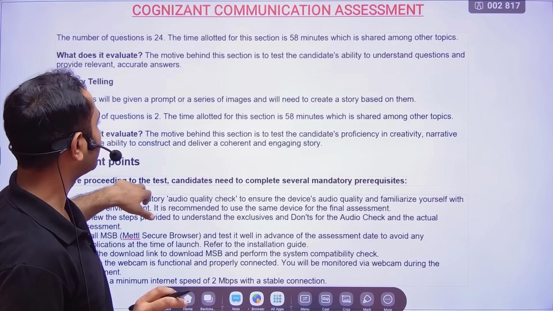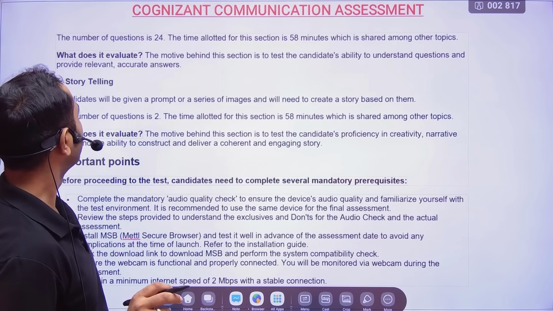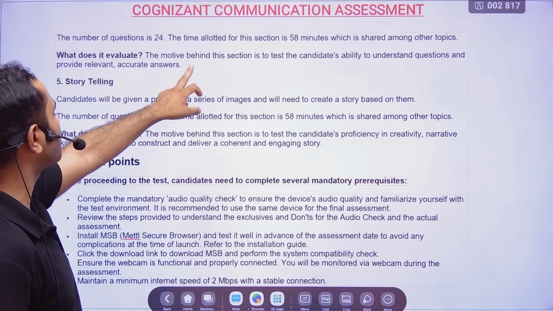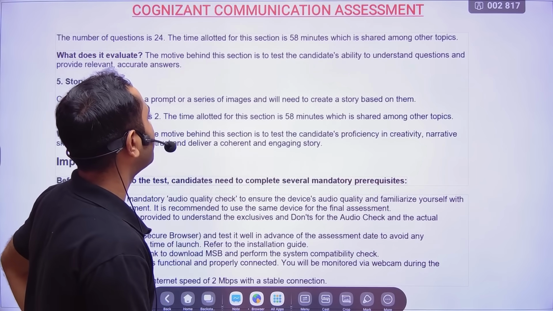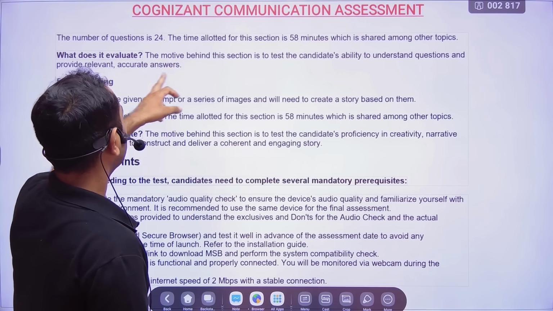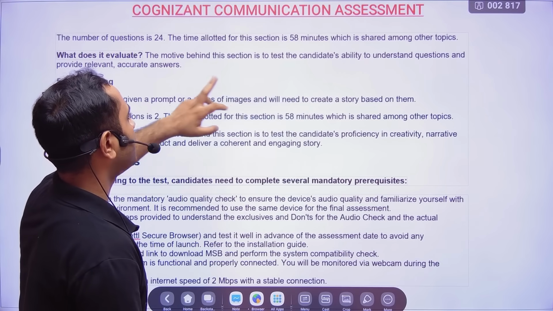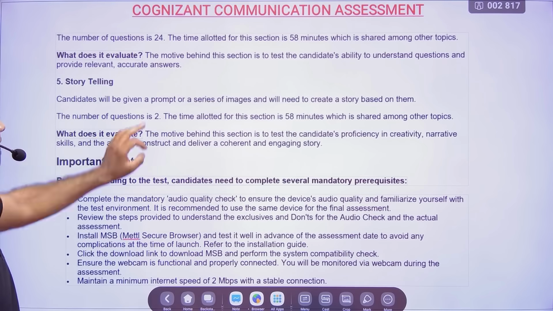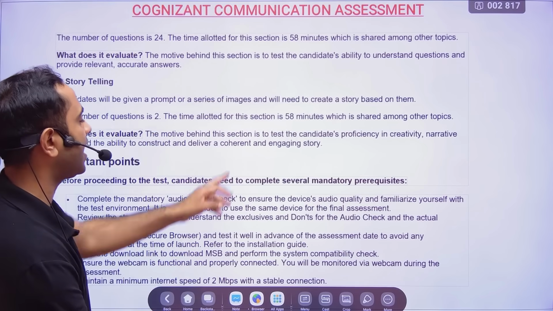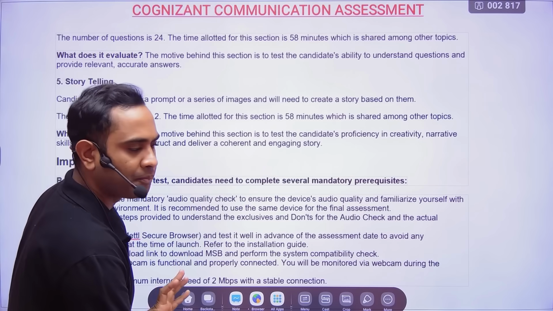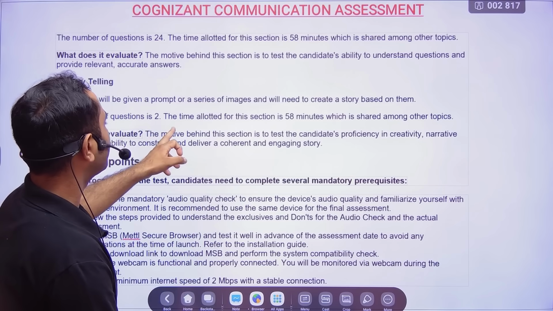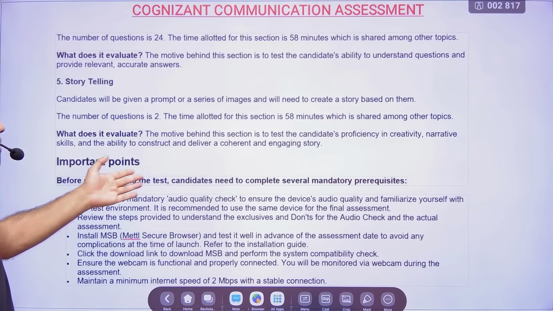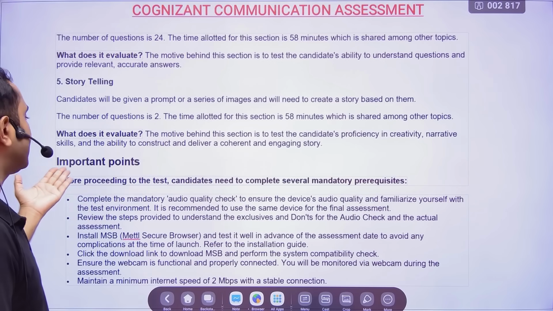Okay. So then this we have done. So the next was what? Repeat sentences. The number of questions is 24. The time allotted for this section is 58 minutes. The motive behind the section is to test the candidate's ability to understand a question and provide a relevant, accurate answer. Storytelling. The candidate will be given a prompt or a series of images and will need to create a story based on them. The number of questions is 2. The time allotted for this section is 58 minutes. What does it evaluate? The candidate's proficiency in creativity and narrative.